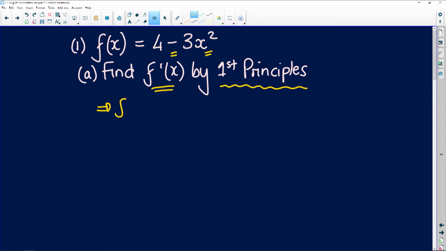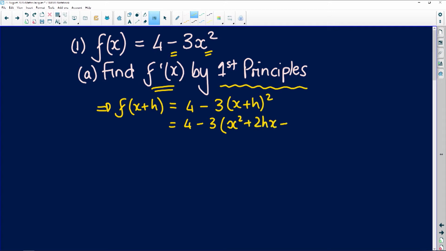We know we need f of x plus h. Okay, f of x plus h will be 4 minus 3 times (x plus h) squared. Now you'll see I keep this in its bracket, and I'm going to keep the negative on the outside for now. This is a binomial. If I square a binomial, it becomes a trinomial. Don't forget about the baby in the middle. Okay, there's a baby in the middle and it has mommy and daddy's genes, 2hx.